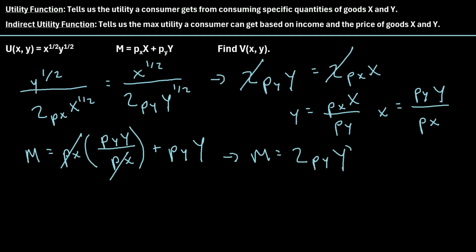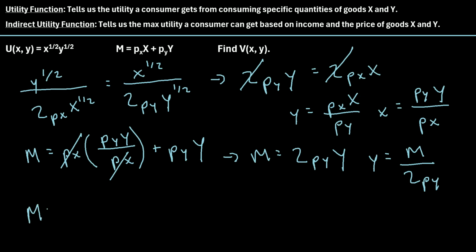So notice that we can solve for Y by simply dividing both sides by 2 times the price of Y. So we'll find that Y is equal to M divided by 2 times the price of Y. Now we can repeat this process and plug in this value of Y into the budget constraint, and we'll be able to solve for X.